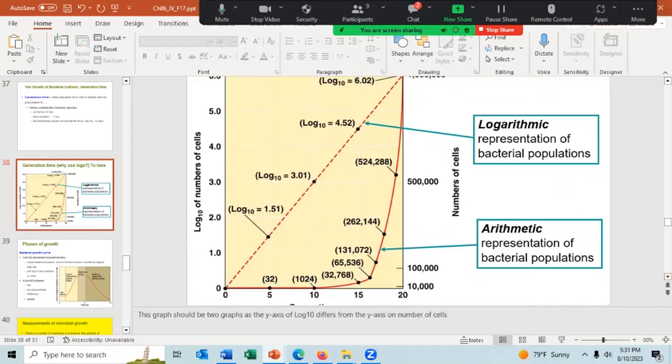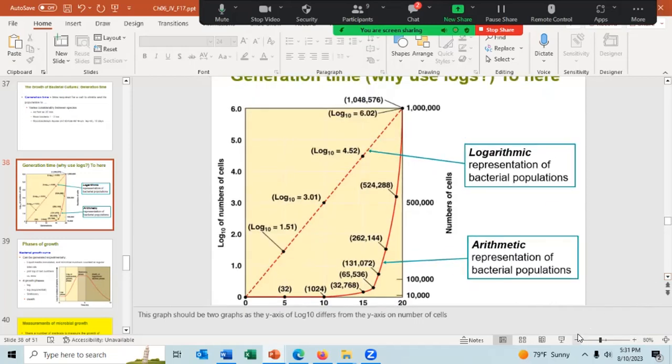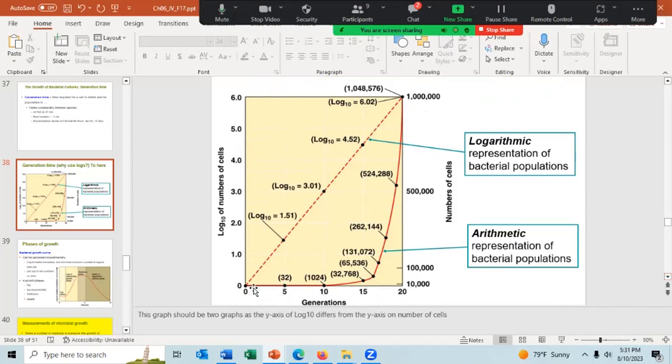Scroll down here. I need to shrink that just a little. All right, one cell here divides into 2, divides into 4, divides into 8, divides into 16, divides into 32. So there's a whole bunch of points in the graph down here, and you can't really separate them out on an arithmetic curve.